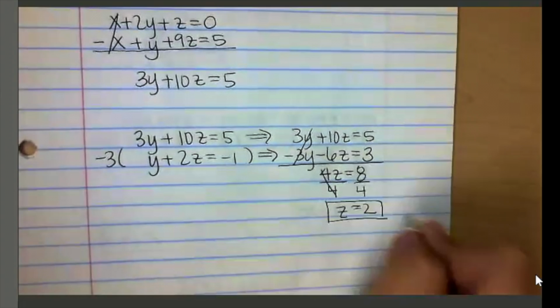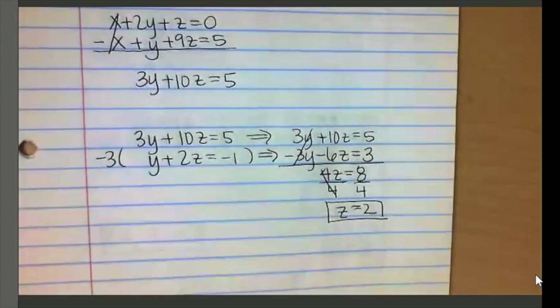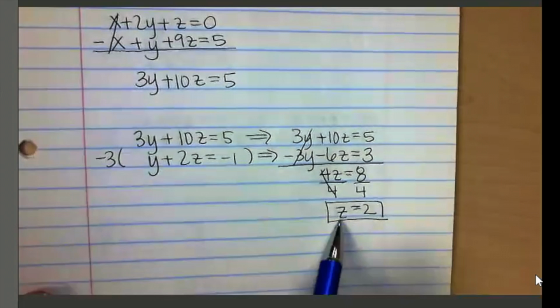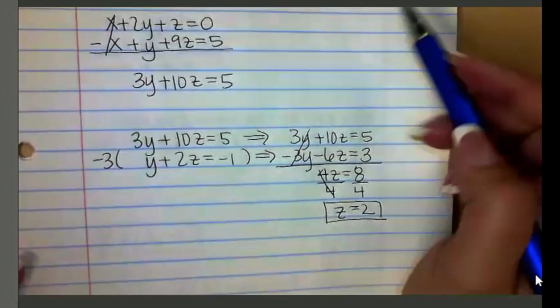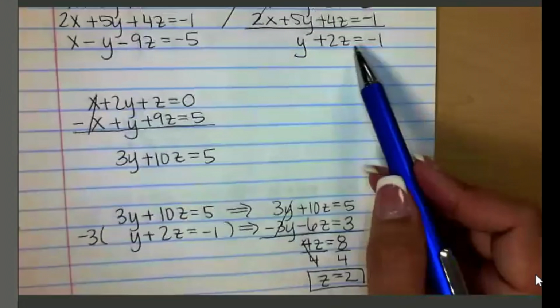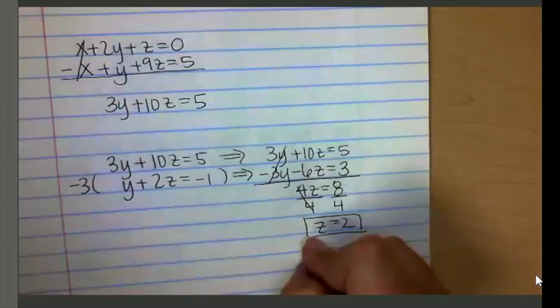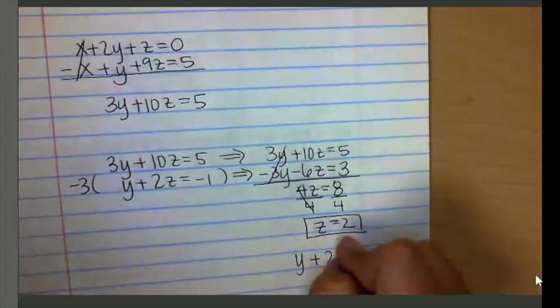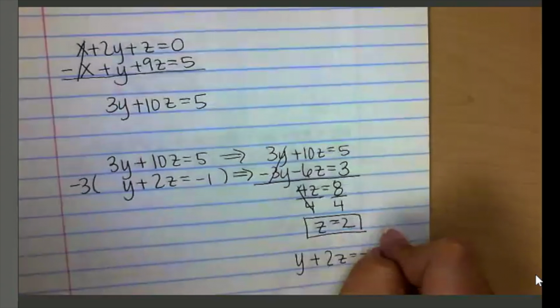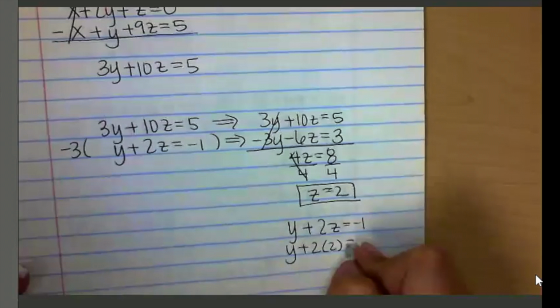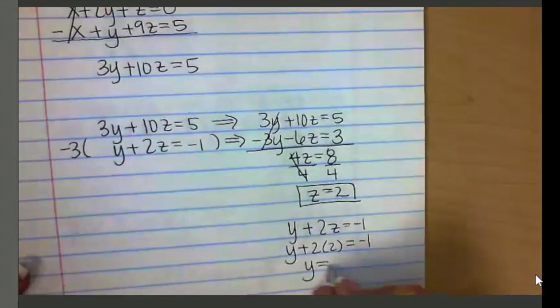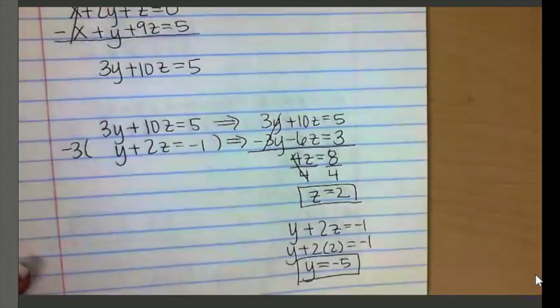Again, you're not done there. You want to make sure that you go back and find the other variables. So we're going to take this z and plug it back into any of our equations. I'm going to go ahead and plug it into that y plus 2z equals -1. I subtract the 4 to get it to the other side, and we get y is equal to -5. So now I know that z is 2 and y is -5.